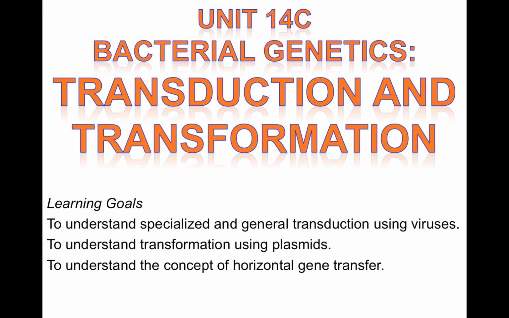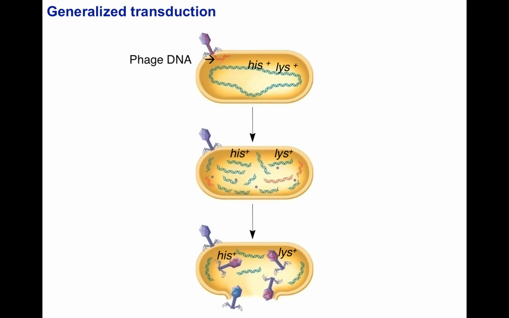A virus will inject its DNA into the host cell. It will integrate into the host chromosome, right here, and then when it's induced to excise, when it comes out of the bacterial genome, it picks up a little piece of the bacterial chromosome with it. This is specialized transduction. Let's look more closely at generalized transduction.